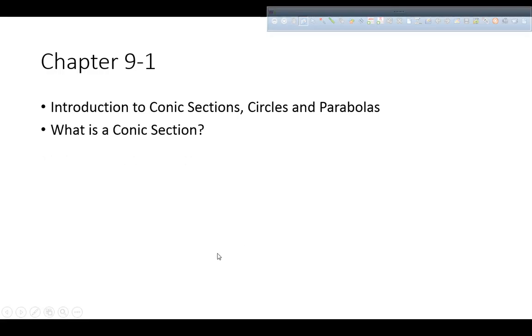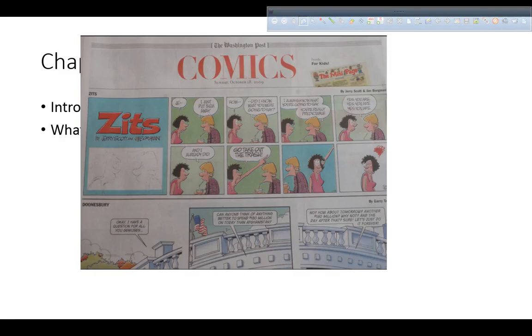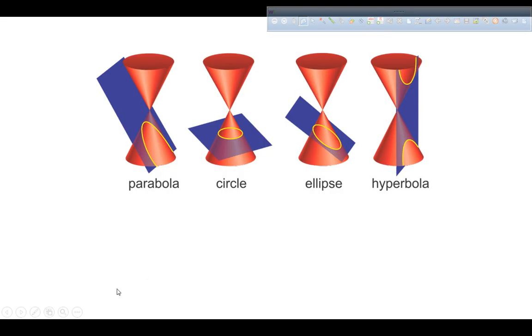What is a conic section? Does anyone know what a conic section is? Chapter 9:1. There it is. That's a conic. Oh no, that's a comic section, not a conic section. Oops, I made a mistake. I had to throw that in there. Okay, so these are conic sections.